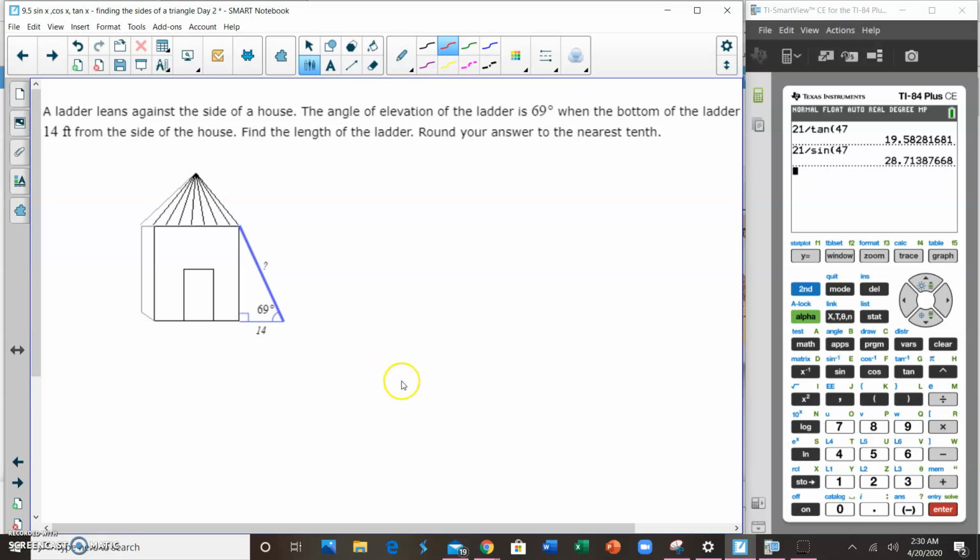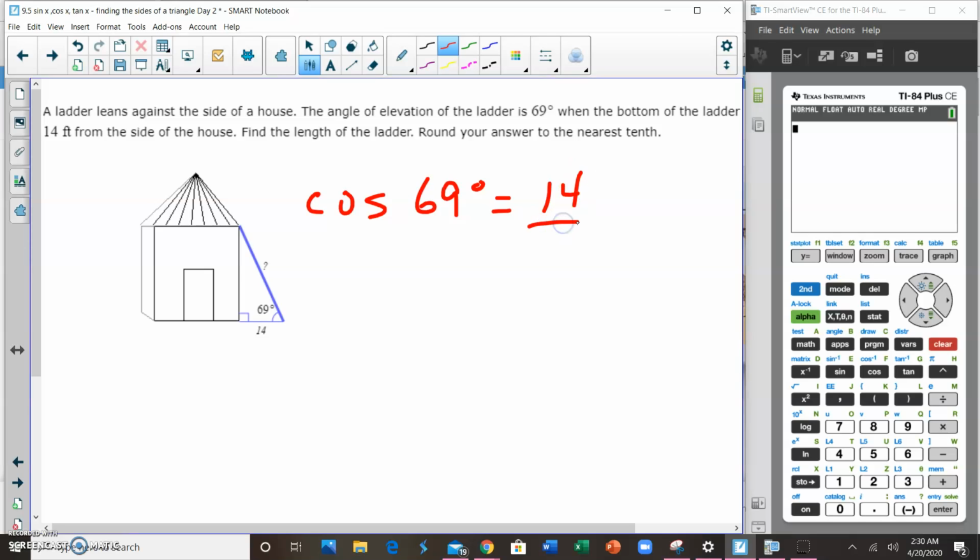So what trig function am I going to think of? SOHCAHTOA, that's going to be cosine. So I'm going to say that the cosine of 69 degrees is equal to adjacent, which is 14, divided by, I'm just going to use L for ladder. You could have used C for the hypotenuse or H or whatever. All right, that's my formula. The cosine of 69 degrees is equal to the adjacent 14 divided by question mark.